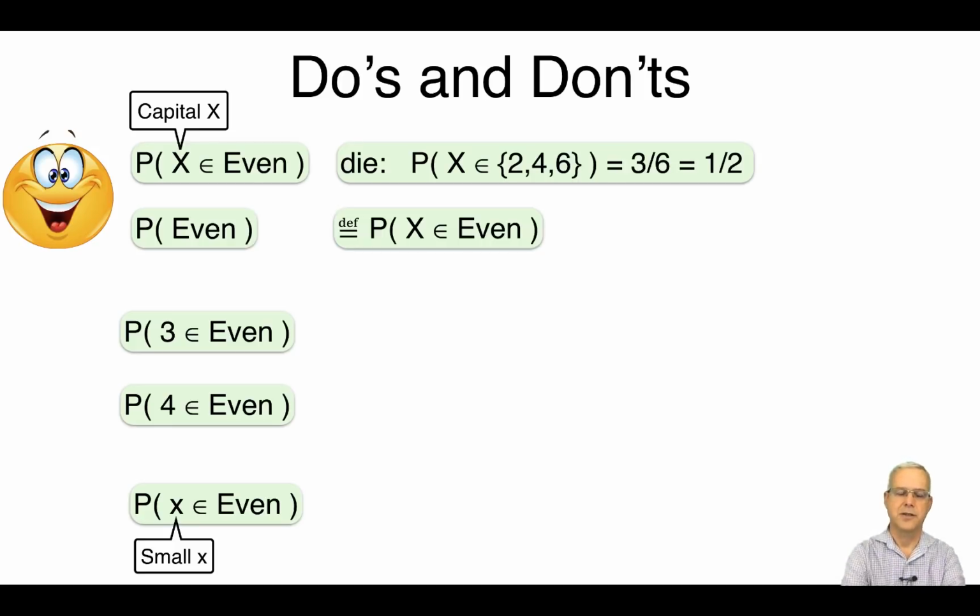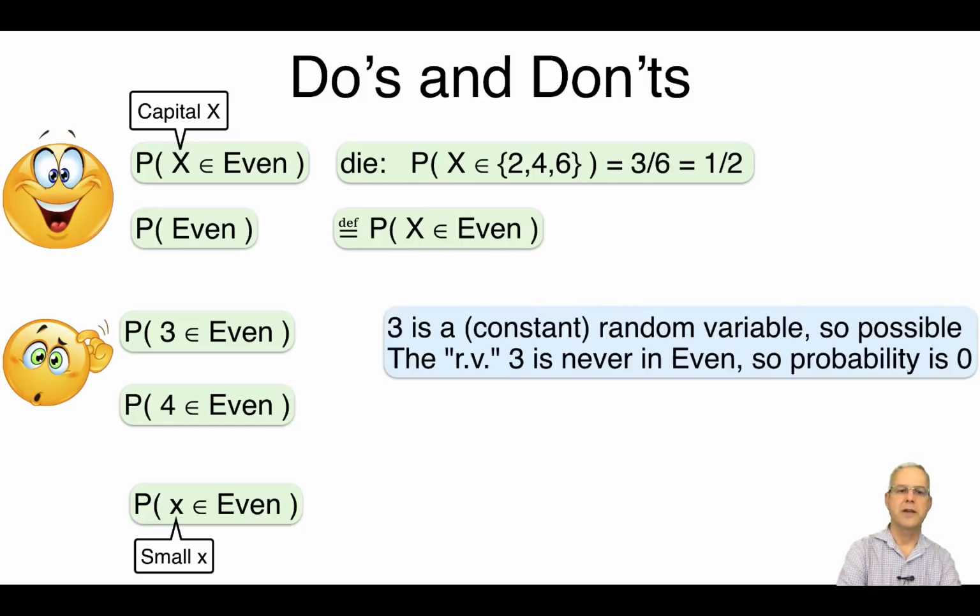How about the next two? Well, these are a little more iffy, but there is an interpretation under which they're correct. So 3, we can view as a special kind of random variable, a constant random variable. It's always 3, so it's possible to write it. It's just a special case of what we had before. And notice that this quote-unquote random variable, the constant random variable 3, is never in even, because 3 is odd. And so the probability that 3 belongs to even is 0.